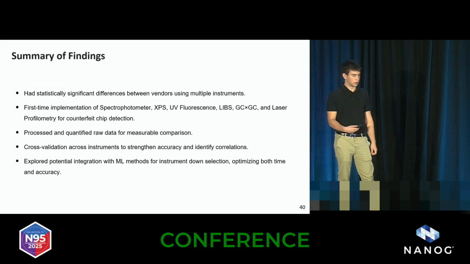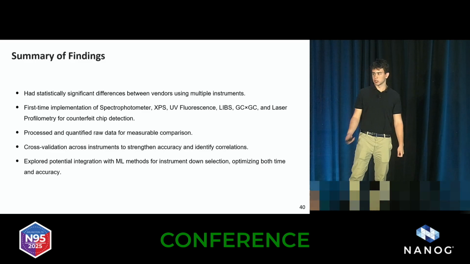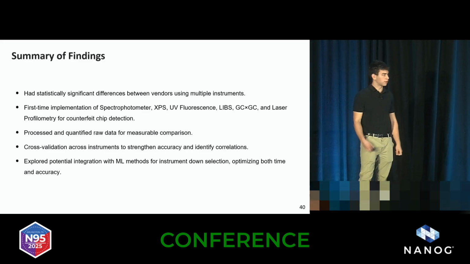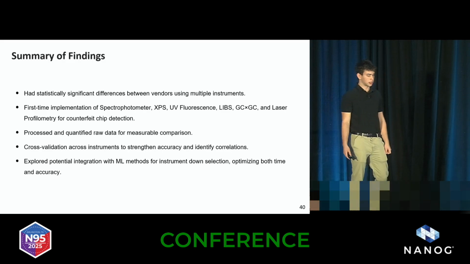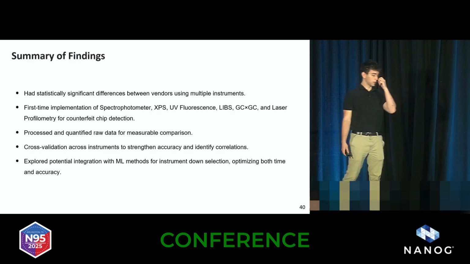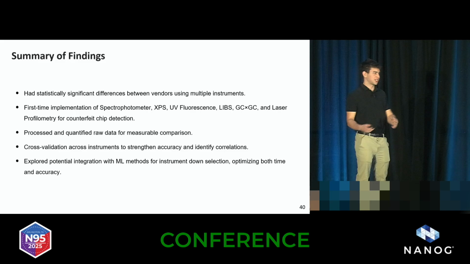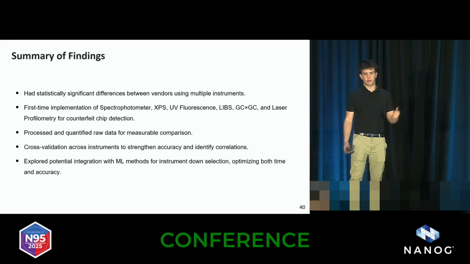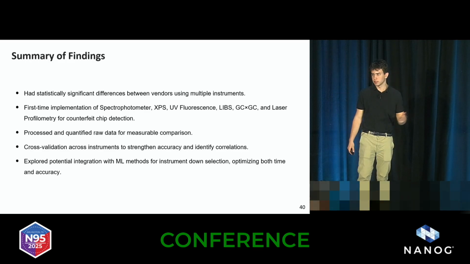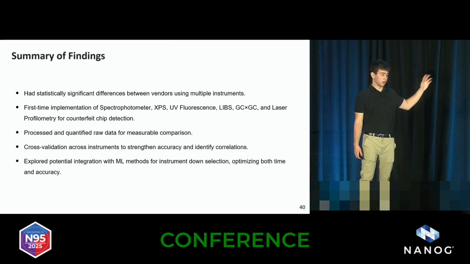So going into a summary overall of the findings. So we did have statistically significant differences between vendors across multiple instruments. And this is the first time implementation of spectrophotometry, XPS, UV fluorescence, LIBS, and gas chromatography, and laser profilometry for counterfeit detection. And we know that that's a long list, but you can think about it like we're using different methods. So surface analysis and chemical analysis and elemental analysis. This is the first time some of these instruments were applied for this purpose.